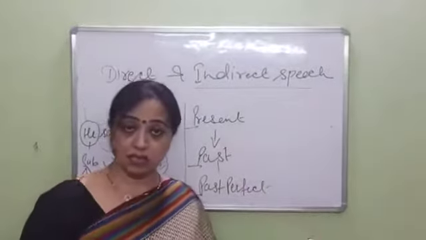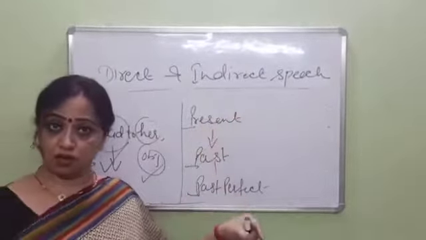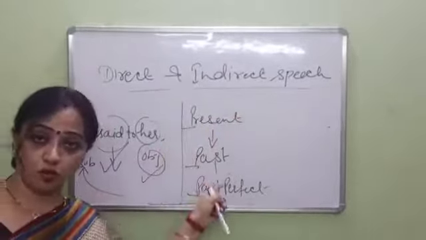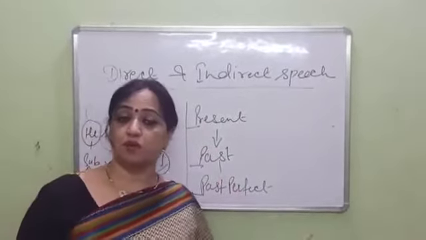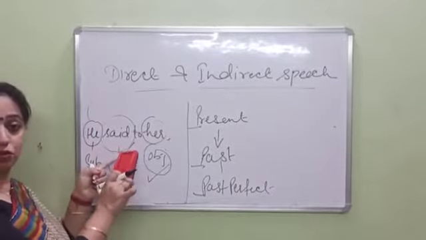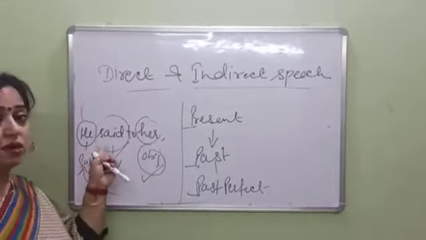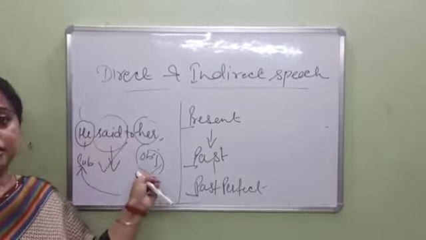Change of persons: first person to subject, second person to object, third person will not change. Present tense will change into past, past will change into past perfect. That is only if you are given a past verb. Don't be in a hurry to change. Notice the verb, because normally we avoid this.